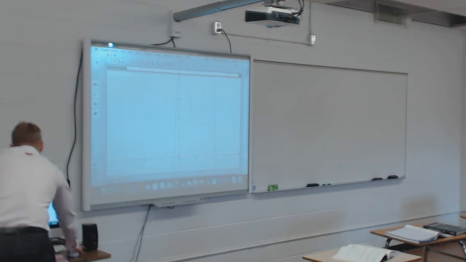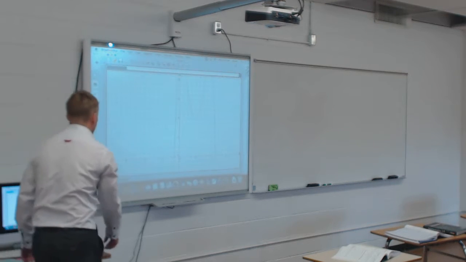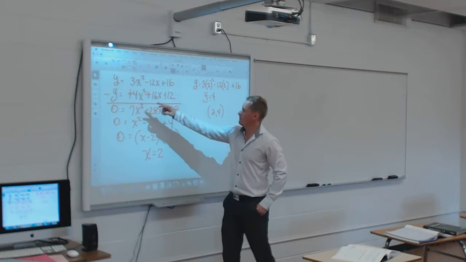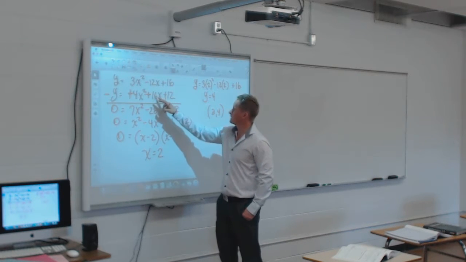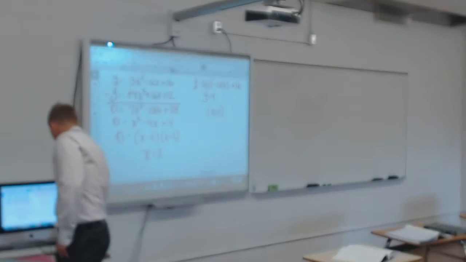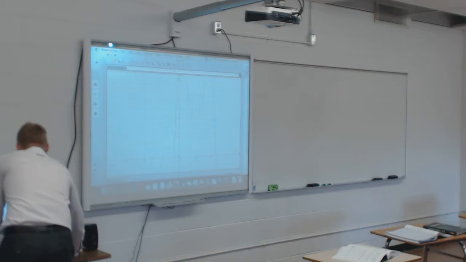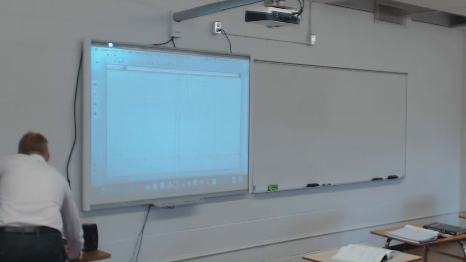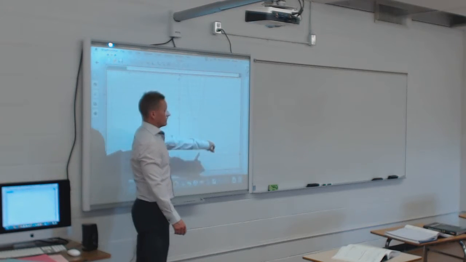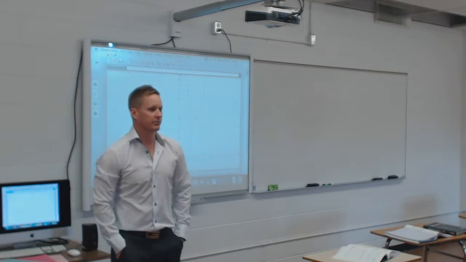Oh, I still got a problem. What did I get wrong here? So let's go back to this just a second. It should be minus 4x squared plus 16x minus 12. Minus 12, that's what we got wrong. And voila. Okay, so I have the intersection point.